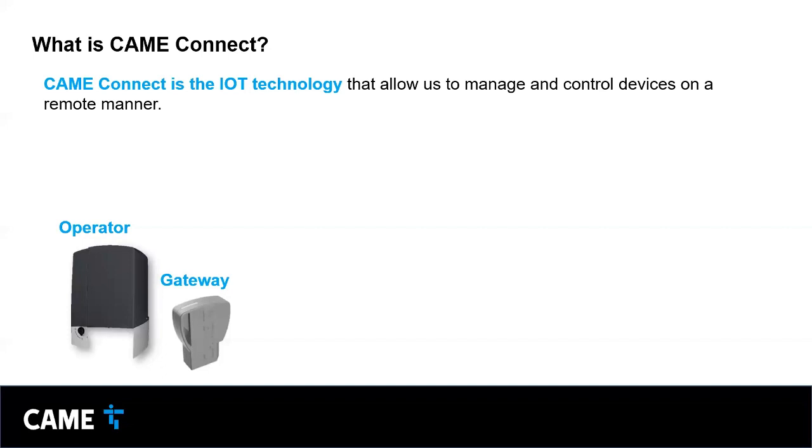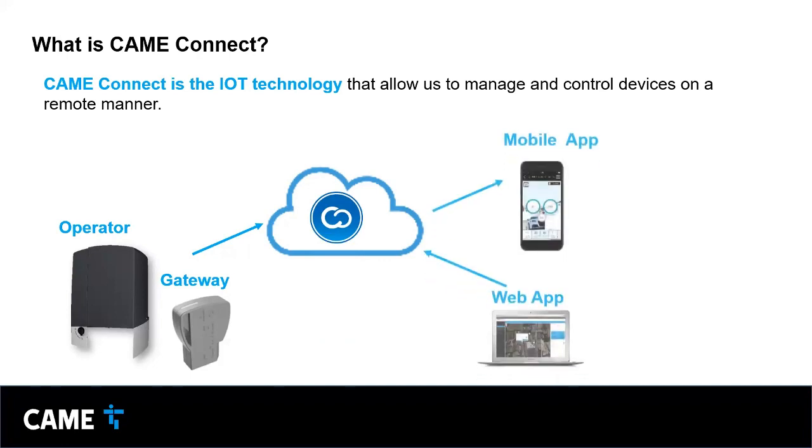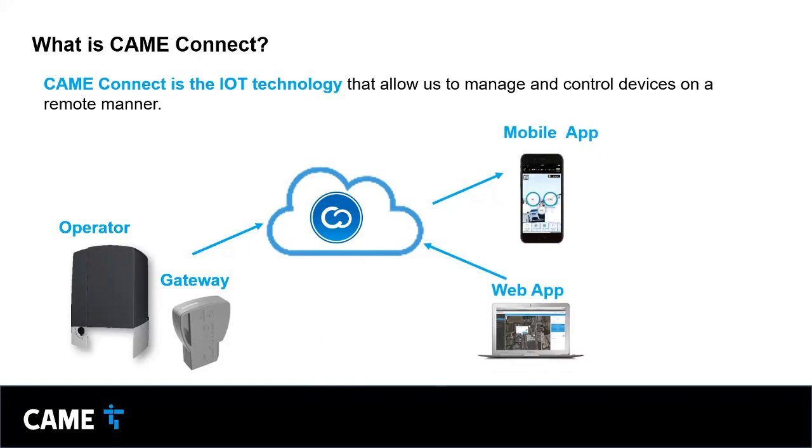What do we need? Of course, we need our gateway, which is the little tool we're going to be speaking about today. We need the operator, the motor, the gate arms, whatever Kami device you need. You have to provide internet access to this gateway in order to access our cloud solution. Once you're in the cloud solution, you can access it via a cell phone or a web app. In this manner, you're going to be able to do your troubleshooting, your programming, add users, add remote controls, etc.